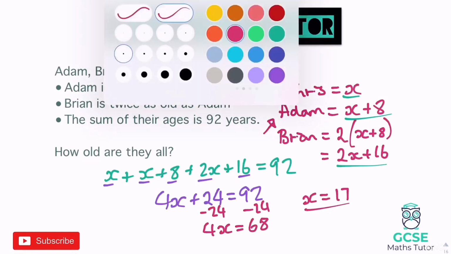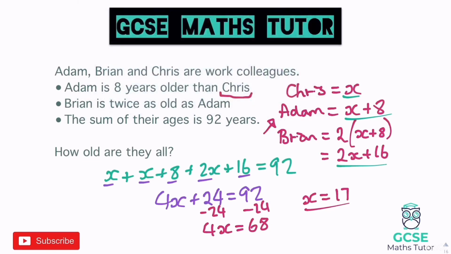So it does say how old are they all, so we could finish this off and we could just say, well, Chris was X, so Chris is 17. Adam was X plus 8, so Adam would be 17 plus 8, which is 25. And then Brian is twice as old as Adam, so Brian would be 50. Twice as old as 25, double 25.